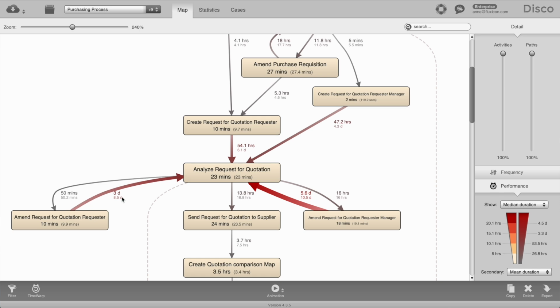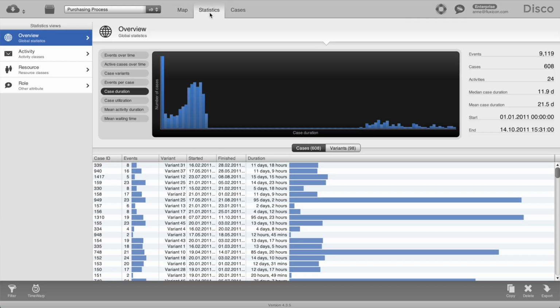If you see a big difference between the median and the mean, that means you're likely having quite a few outliers. We can also see it in the case durations. If we are looking at the case durations here, then we see most of the cases are finished within 16, 17, 20 days, but then there are a few that are taking much longer, 100 days, even more than 100 days. And you see that reflected again in the median and the mean durations. So the median is 11.9 days, while the mean is 10 days higher, right?